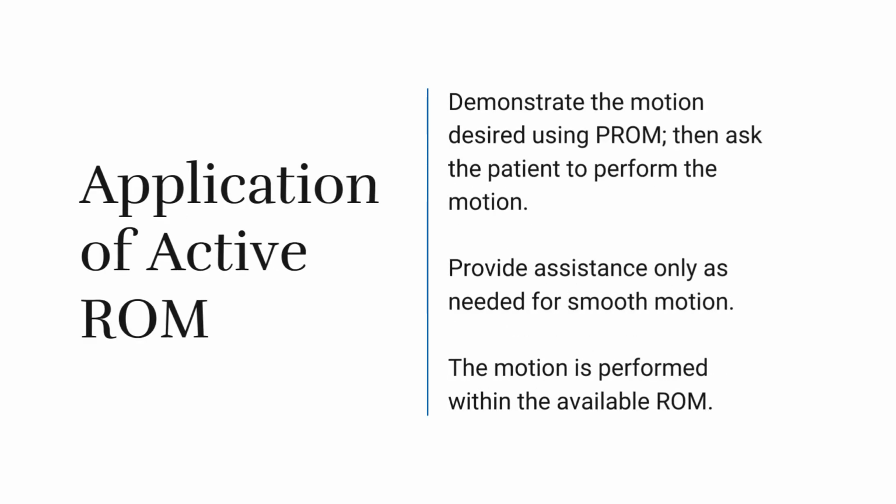Then moving towards the applications of active range of motion: demonstrate the motion desired during passive range of motion, then ask the patient to perform the motion. Have your hands in position to assist or to guide the patient if needed. Provide assistance only as needed for smooth motion. If there is weakness, assistance may be required only at the beginning or at the end of the range of motion, or when the effect of gravity has the greatest moment arm, like in the situation of torque. The motion is performed exactly within the available range of motion, and it should not be forced.